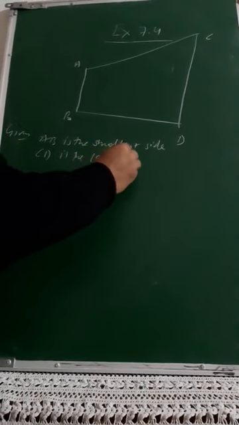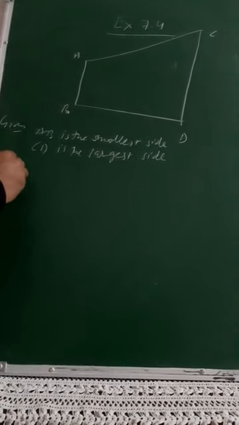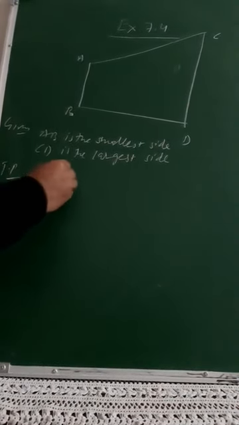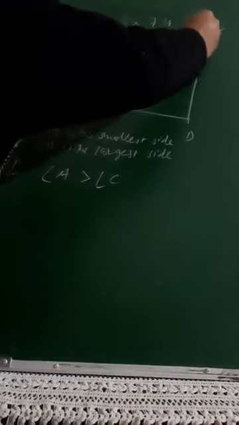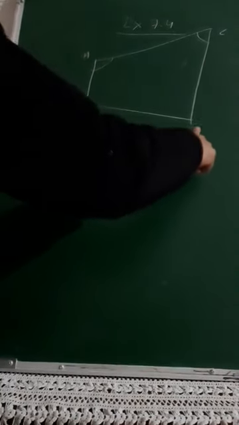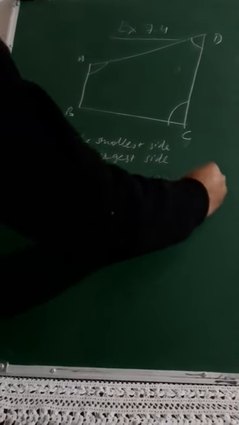CD is the largest side. On behalf of this, I have to prove angle A is greater than that of angle C, that is this angle is greater than that of angle C, and this is C and this is D. So angle A and angle C, these are the angles here, and angle B also I need to prove is greater than that of angle D, that is the whole angle B is greater than that of angle D.